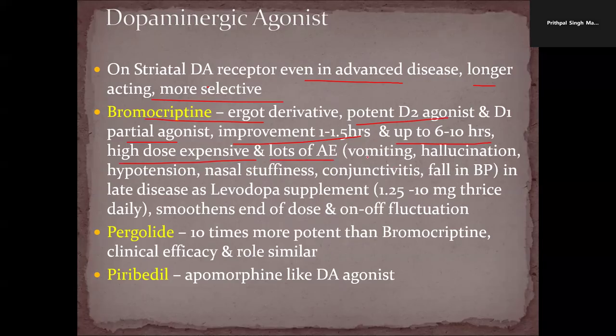It is associated with side effects: vomiting, hallucination, hypotension, mostly due to the alpha problem. It is given in late disease as a supplement, 1.25 mg twice daily, in end-of-dose effect. Pergolide is another drug which is more potent, but the efficacy and role are similar. Lisuride is an ergot-like drug.